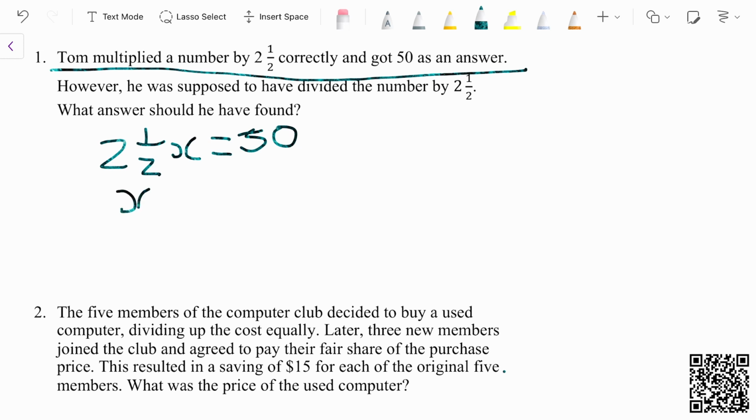So x would then be equivalent, since 2 1/2 in improper fraction form is 5/2, you would have to multiply 50 by 2/5, which would then be equivalent to 20. So that first part is basically simple enough if you know basic pre-algebra and arithmetic. The second part is where you apply this.